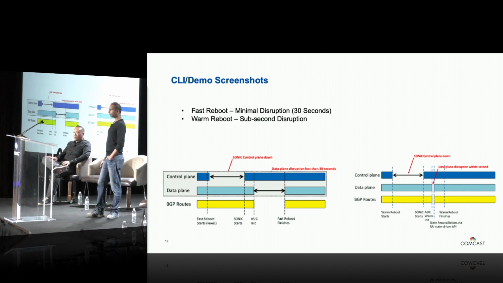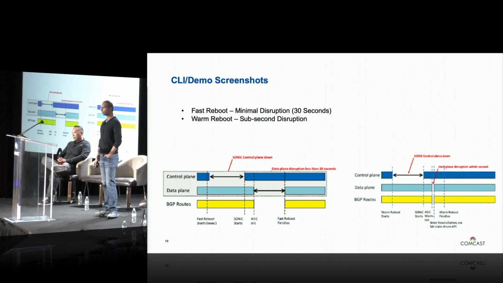We did some demos, and I have the screenshots here to share. On the left, it shows fast reboot loading time, and on the right is a warm reboot. We are going to look at the fast reboot today. The state of the forwarding DB and the ARP table is saved before the control plane goes down, and the data plane is not cleared until the control plane has come back and is ready to reinitialize the data plane.